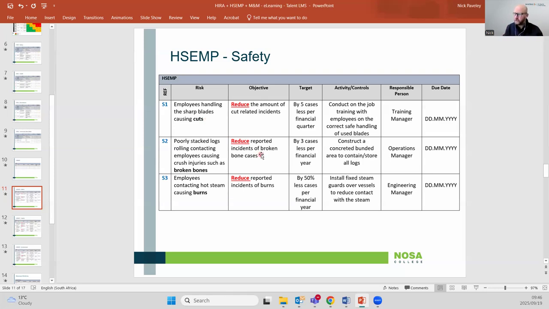In safety 2, I want to reduce reported incidents of broken bone cases. Again, it's linking to my risk. In safety 3, I want to reduce reported incidents of burns. So all 3 objectives are linking directly to my risk. Once you've set your objective, now we've got to be setting a measurable target. Remember, when we're setting objectives and targets, we've got to use the SMART principle that you learned in your course content. SMART, specific, measurable, achievable, or some folks in industry will like to use the word attainable.